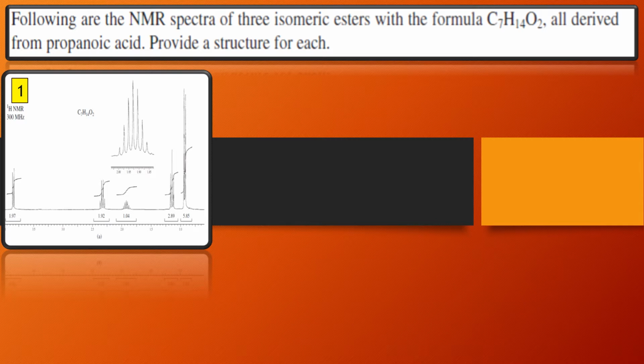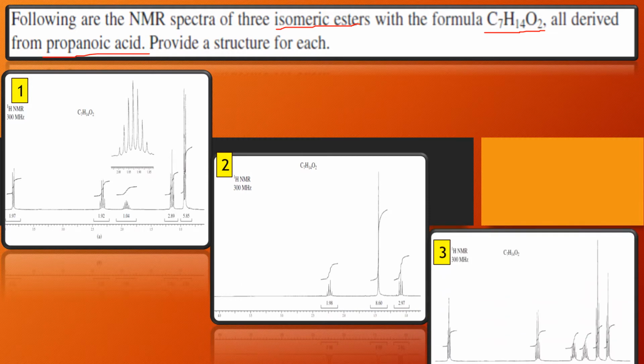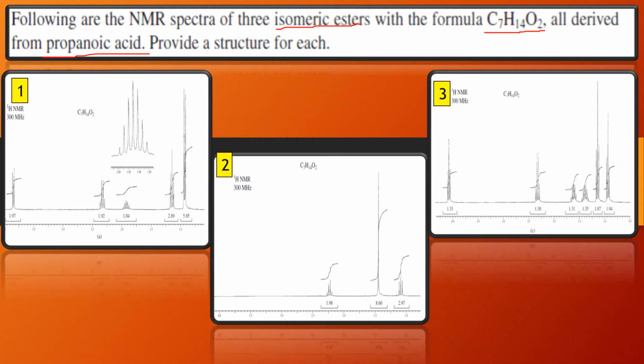So now solve it. There is a question: the following are the NMR spectra of three isomeric esters with the formula C7H14O2, all derived from propanoic acid. Provide a structure for each. So there are three spectra and there are three isomeric forms.